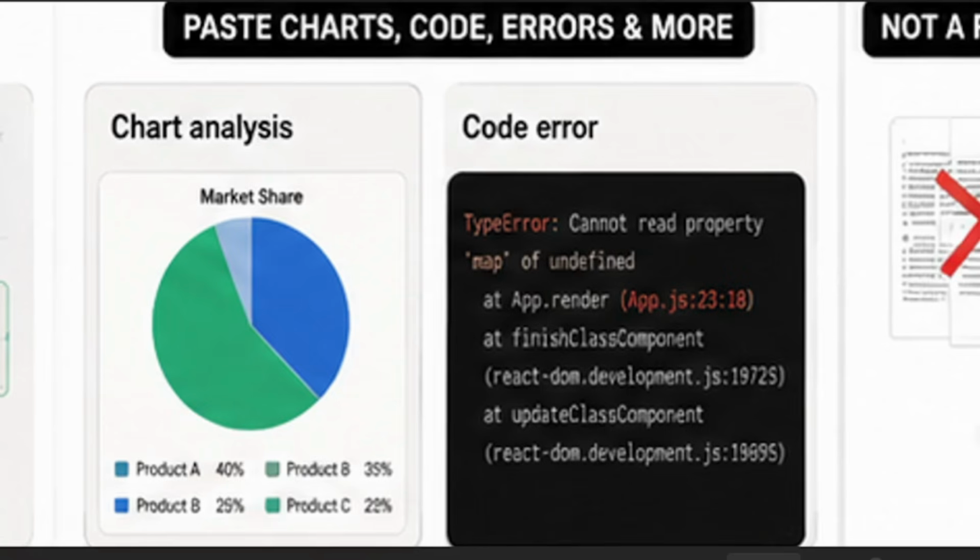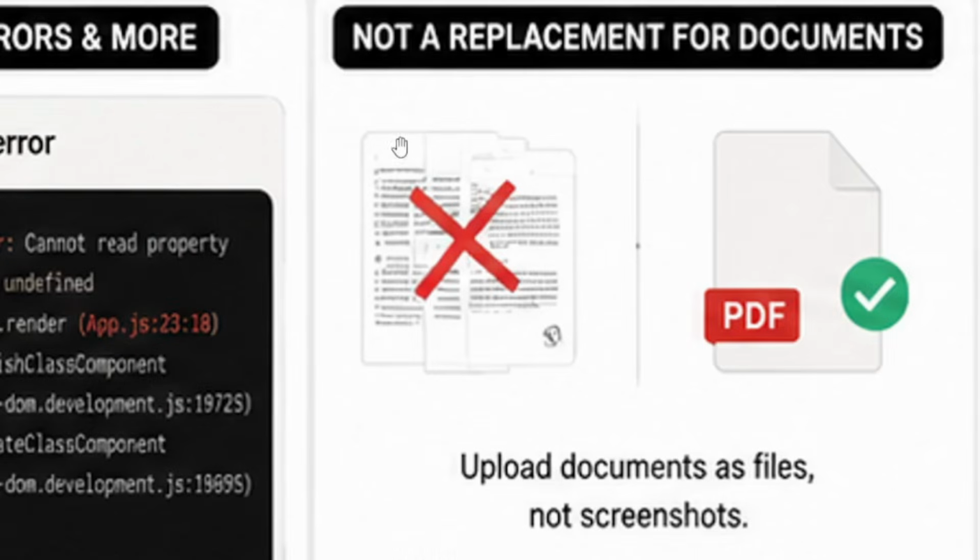The same depth applies to code. Screenshot an error message from your terminal, paste it in, and ask what's causing it. Claude reads the stack trace character by character, spots the line number, and can usually tell you the fix before you've scrolled back up to look at it yourself. That single habit, screenshot the error instead of retyping it, saves more time over a year than almost any other shortcut on this list. One thing this is not built for, replacing a full document upload.